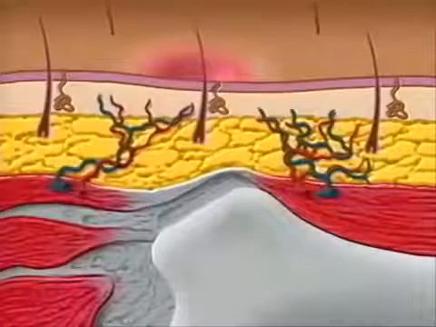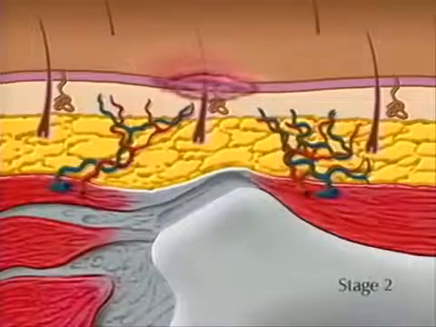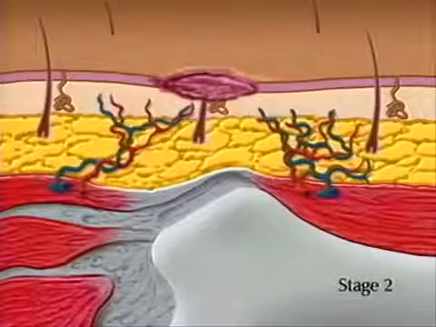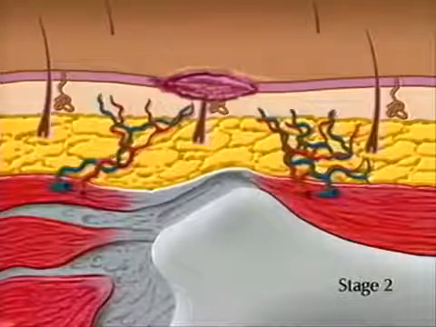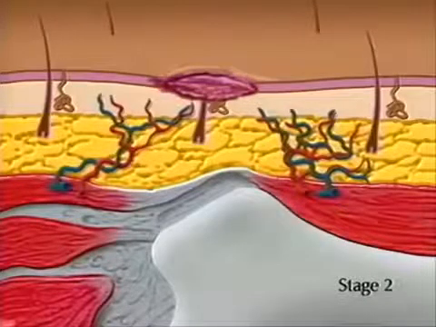A stage 2 pressure ulcer is superficial and characterized by loss of the epidermis, dermis, or both. It may look like an abrasion, shallow crater, or blister. Even though the epidermis remains intact in a blister, it's classified as a stage 2 pressure ulcer because the epidermis is separated from the dermis. An ulcer may progress rapidly from stage 1 to stage 2.